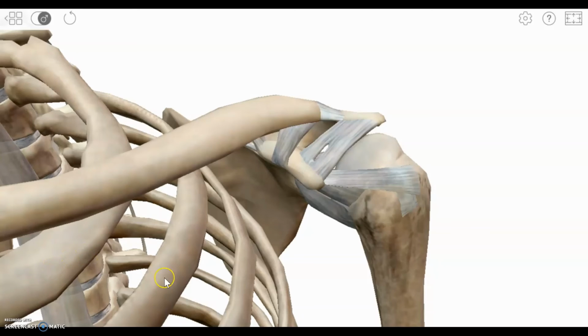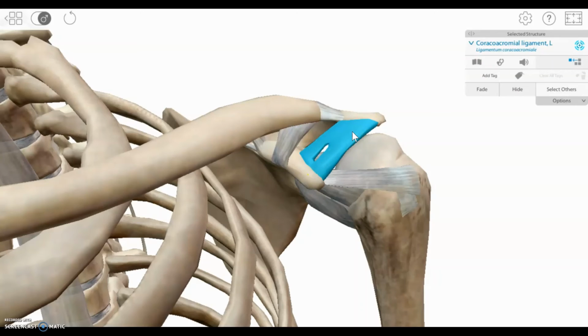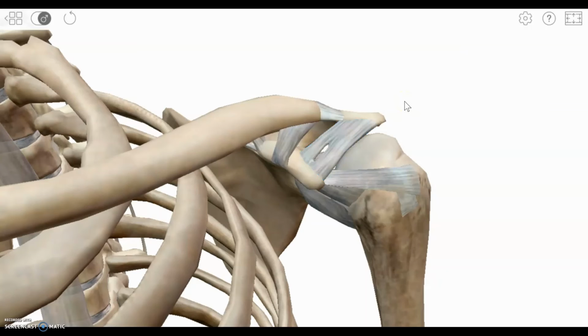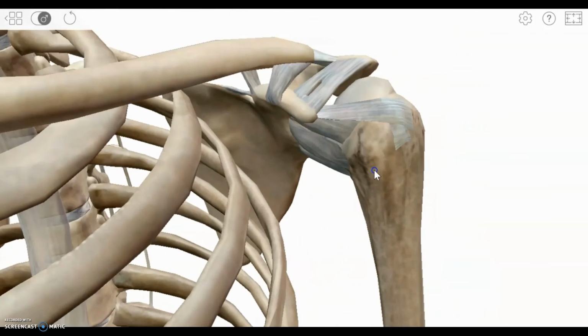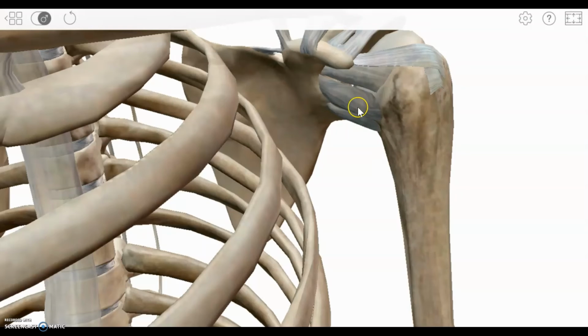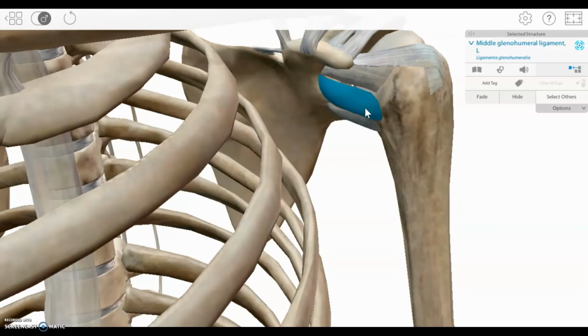Alright, so the first ligament I want to point out is the coracoacromial ligament. If we think coraco as the coracoid process right here, and the acromion is right here, we can see these fibers running from the coracoid process to the acromion, so we can name this the coracoacromial ligament. Then the next one I want to go over is the glenohumeral ligament, which if we change the view a little bit, we can see fibers running from the glenoid fossa right about here over to the humerus. So we're going to name this ligament the glenohumeral ligament.